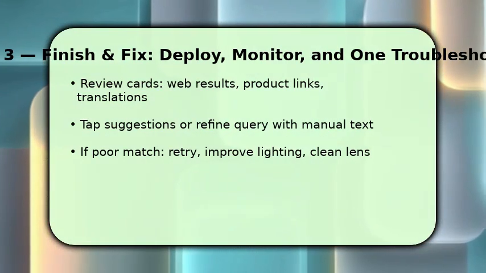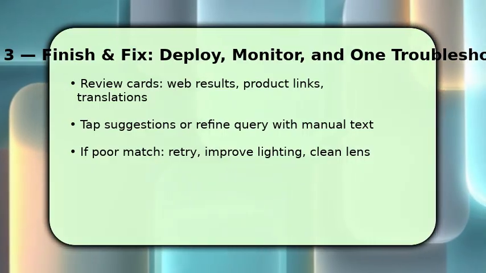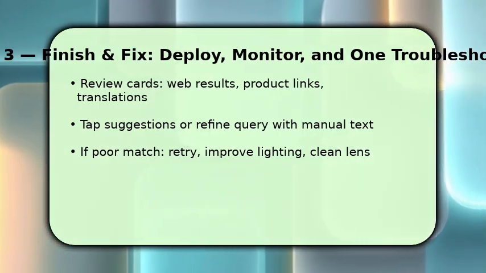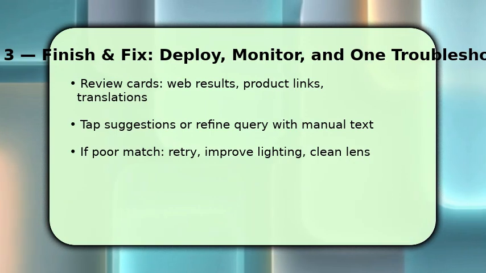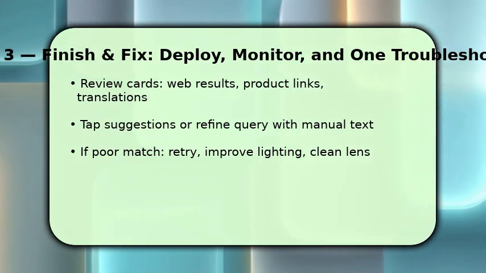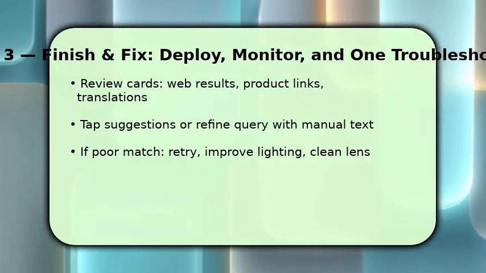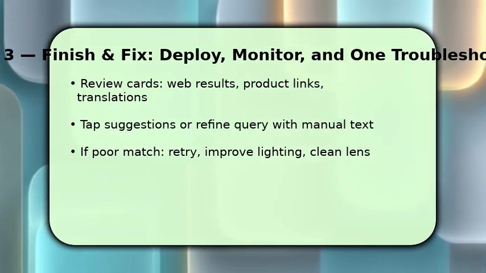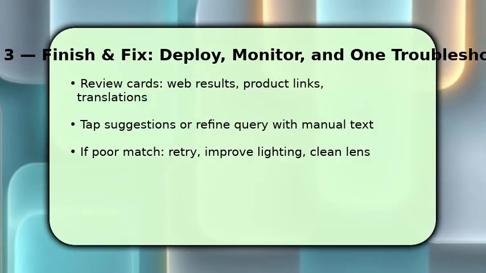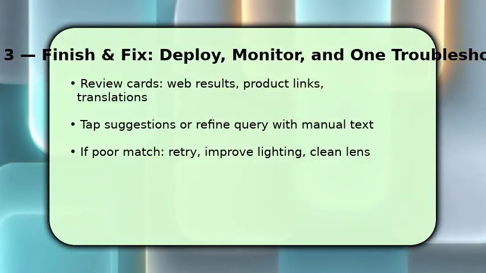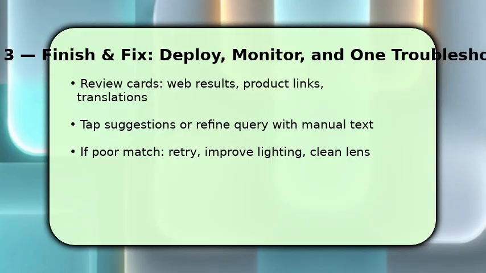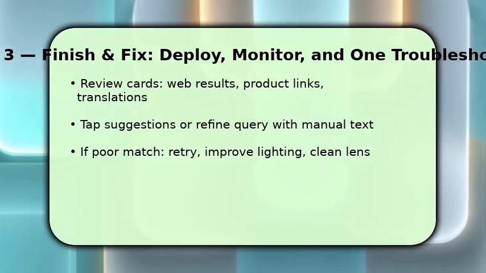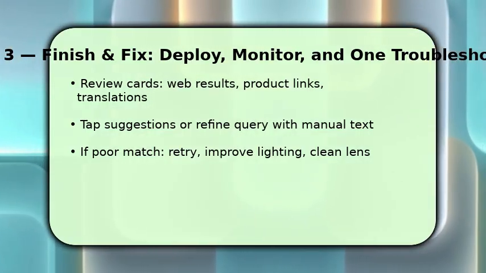You finish by reviewing Lens cards, web links, product prices, translation text, or knowledge panels that explain what was found. Tap a card to open sources, follow shopping links, or copy extracted text. This is where you act on the information. If Lens misidentifies the subject, retry with a clearer shot, better lighting, or a different angle, and make sure the lens glass is clean. These fixes resolve most errors quickly, so you get accurate, useful results.